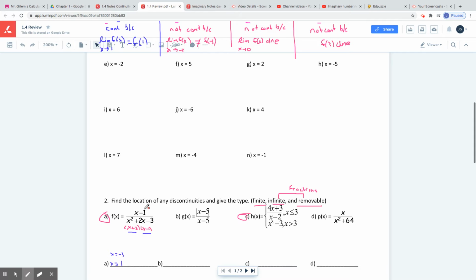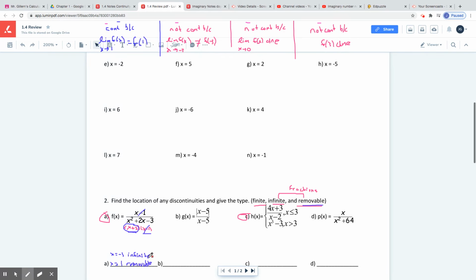Now, if anything cancels out, which it does, x minus 1 cancels out, I'm removing it from the problem. So 1 came from x minus 1. So since I removed it, that is a removable discontinuity, right? That is removable. Okay. x plus 3 is not canceled out. So negative 3 does not. When it doesn't cancel out, that is called an infinite discontinuity.